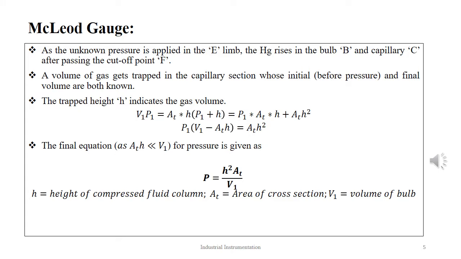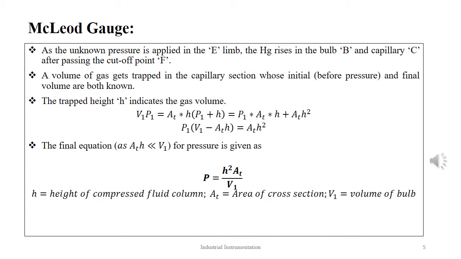The unknown pressure source is connected to the upper end of the glass tube. The unknown pressure pushes the mercury into the gauge, including the bulb B and the capillary C, with the mercury level still below the cutoff point F. The mercury is forced up into the sections B and C. When the mercury sump is lifted up, the gauge level also rises, pushing the mercury level beyond the cutoff F. And subsequently, a known volume of gas is trapped in the bulb B and capillary C.